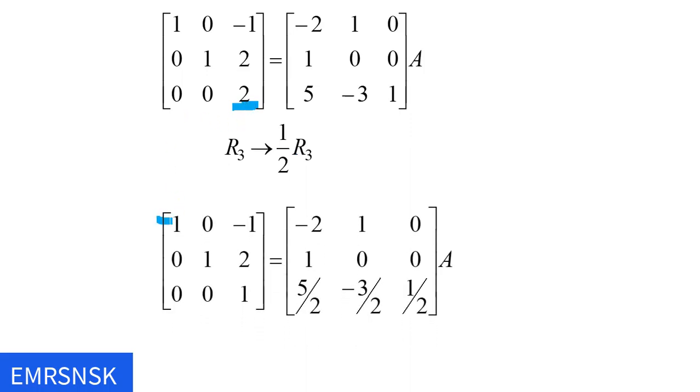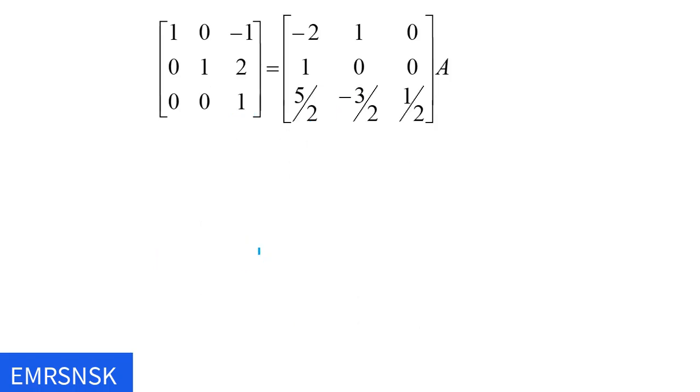So the first two rows will be the same on LHS and RHS, but on the left hand side 0 by 2 gives me 0, 0 by 2 gives me 0, 2 by 2 gives me 1. On the right side, because we are doing the transformation on the third row, that means 5 by 2, minus 3 by 2, and 1 by 2. Okay, now only two steps are remaining. We have to convert this 2 as 0 and minus 1 as 0.